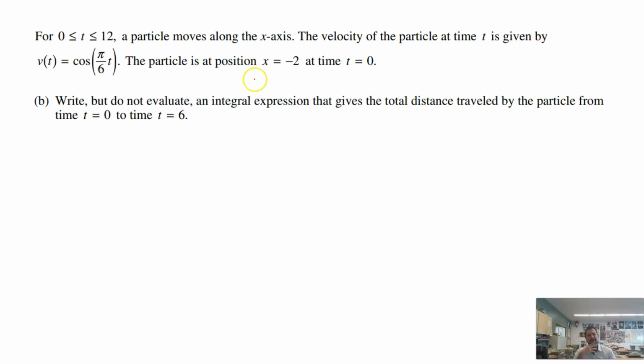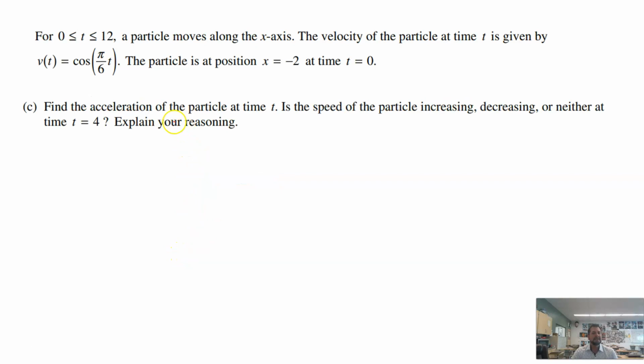Letter B, and this is very typical of problems when you do not have a calculator. It says, write but do not evaluate an integral expression that gives the total distance traveled from time equals 0 to time equals 6. Well, this is basically just, okay, what is my actual answer here? That is just the integral of the absolute value of the velocity, dt. And you can actually write it just like that. If you want to put the cosine in there as well, that's totally fine. But because I don't have to type this into my calculator, that's what it means for write but do not evaluate. This answer is my final answer for letter B.